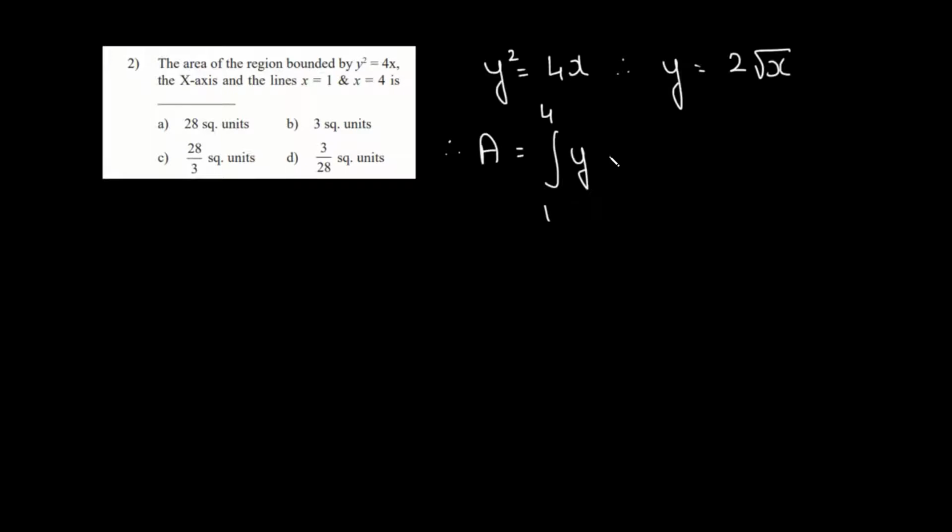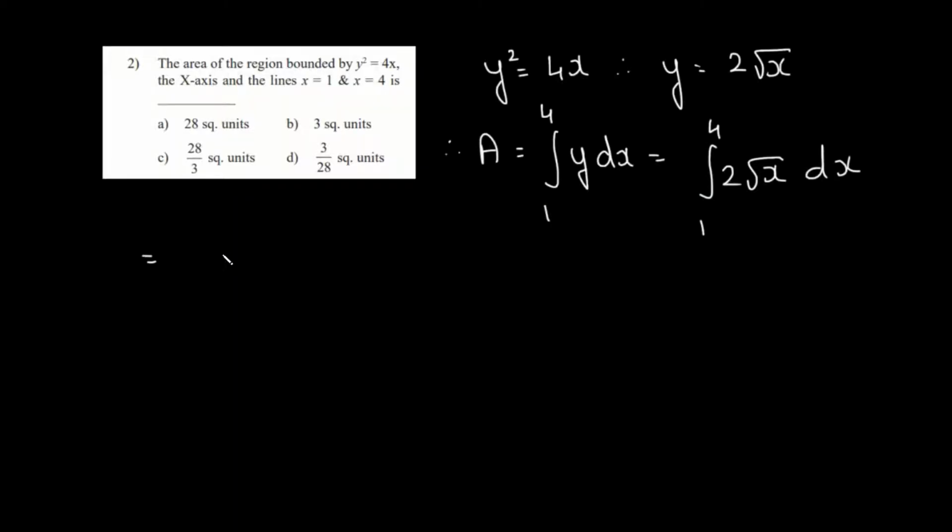So as you can see in the next question, area of the region bounded by y square is equal to 4x, the x-axis and the lines x is equal to 1 and x is equal to 4 is dash. Again, it's a straightforward sum because we find what is y from y square. Actually y square is equal to 4x and therefore y becomes 2 root x, and therefore our required area is the area of this particular function, that is integral from 1 to 4 y dx, which is integral 1 to 4 2 root x dx.